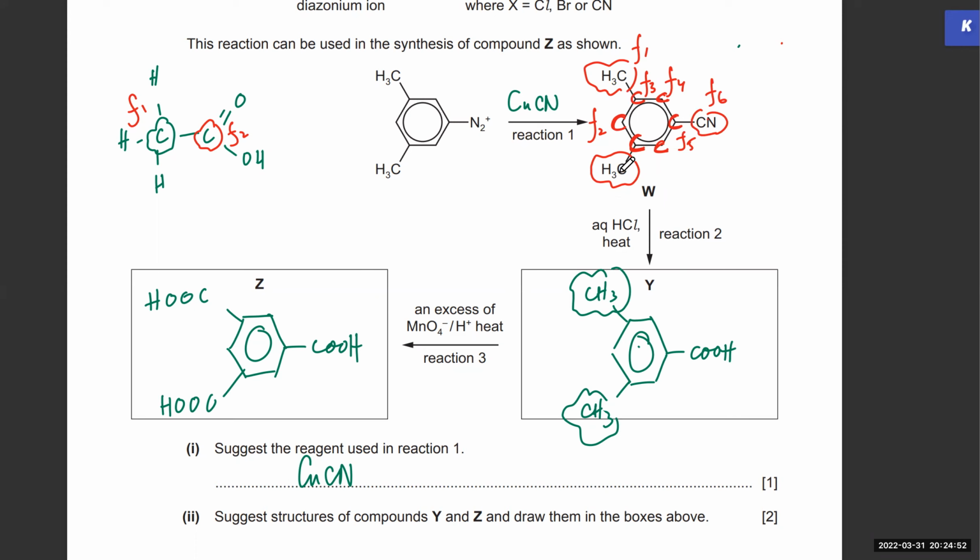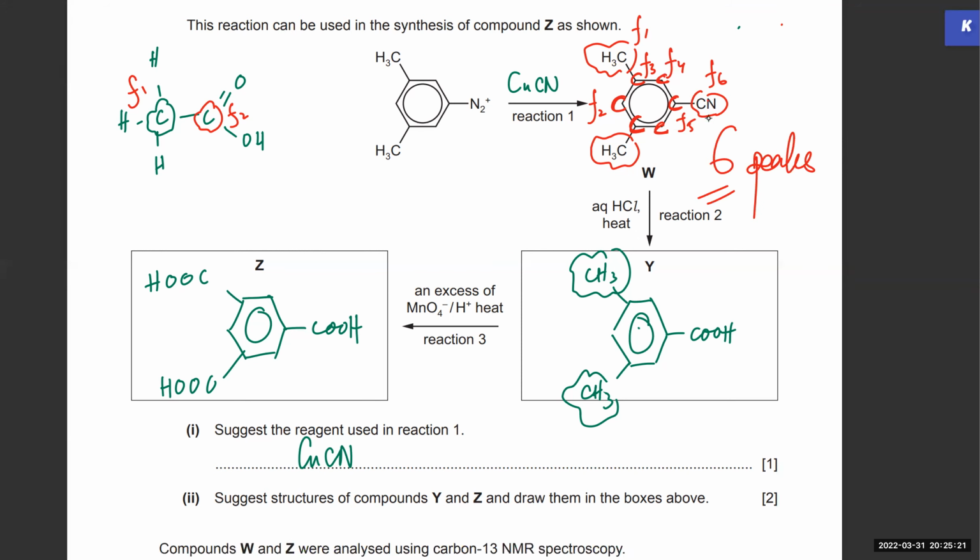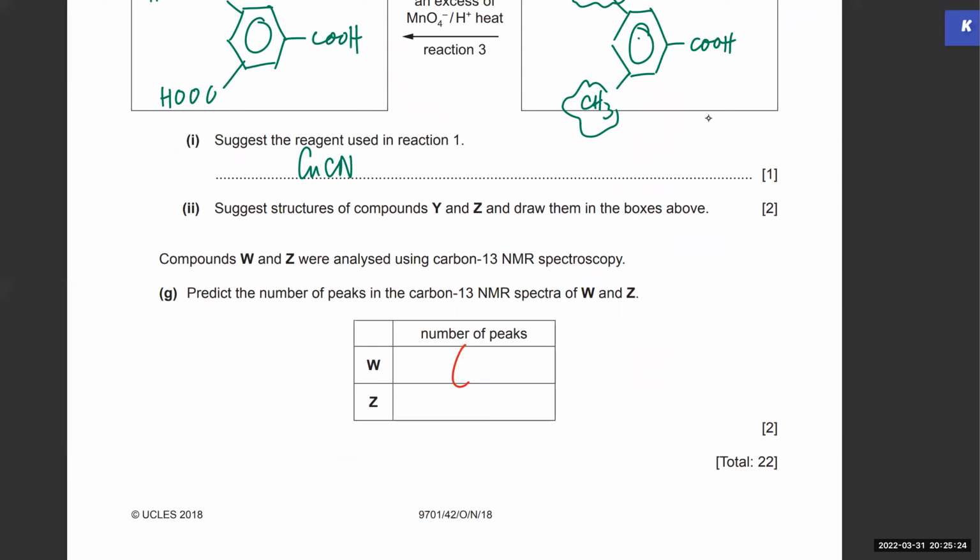These two are in exactly the same environment. This one on the benzene is in a different environment. These two are exactly in the same environment. These two are exactly in the same environment. This one is in a different environment. And this one is also in a different environment. Is that clear? So there are going to be 6 peaks in the carbon-13 spectrum. So the number of peaks is going to be 6.